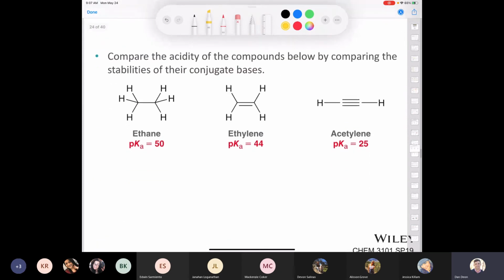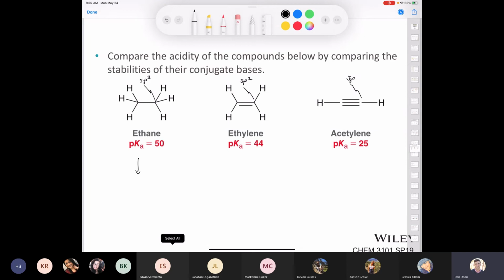Now, if you want me to make it as simple as possible, if you're like, Mr. Dion, please distill it into the simplest possible bit, allow me to do that, my friends. The simplest possible bits would be this. This carbon is sp3 hybridized. This one is sp2. And this one is sp. As you go from sp3 to sp2 to sp, the pKa drops, right?